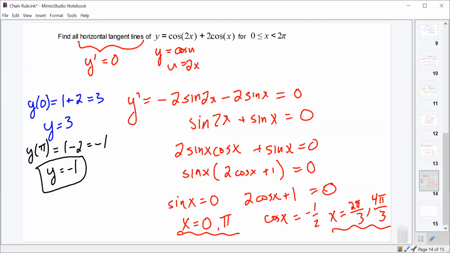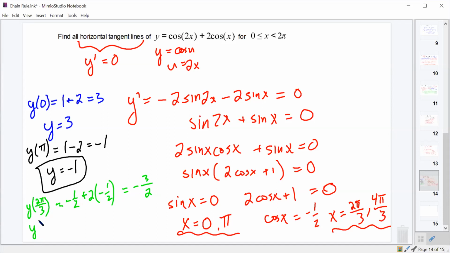And then what about the other ones? y of 2 pi over 3. Cosine of 4 pi over 3 is what? Negative 1/2. And then 2 times the cosine of 2 pi over 3, so plus 2 times negative 1/2, which gives us negative 3/2.